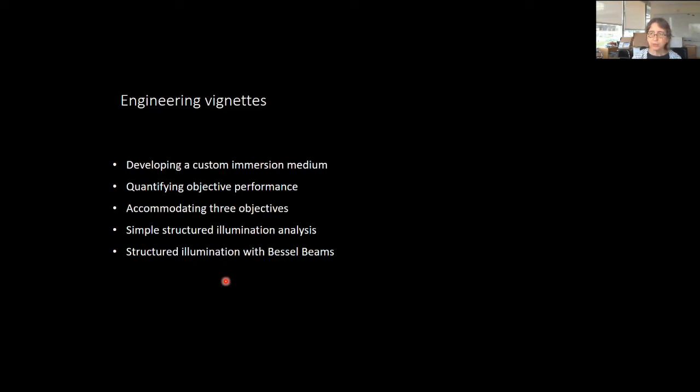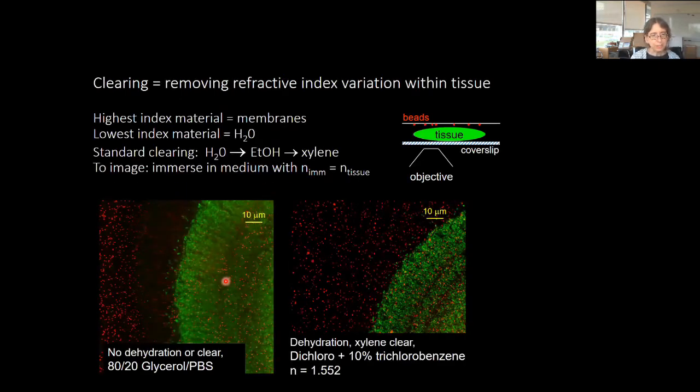And then I wanted to also talk a bit about structured illumination analysis, because this microscope is completely dependent on being able to do structured illumination, and then how that extends into working with Bessel beams. So starting off with clearing.